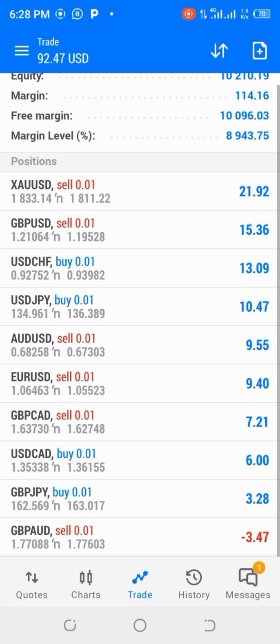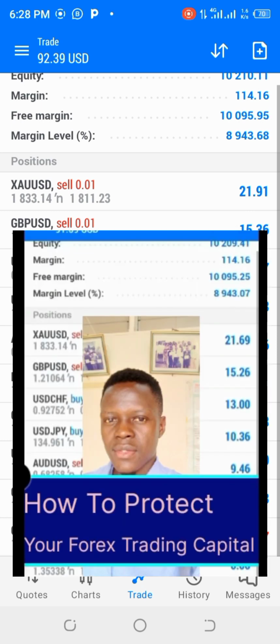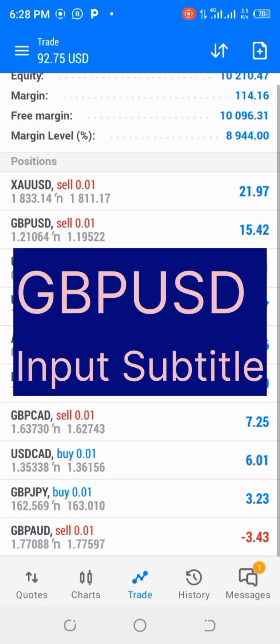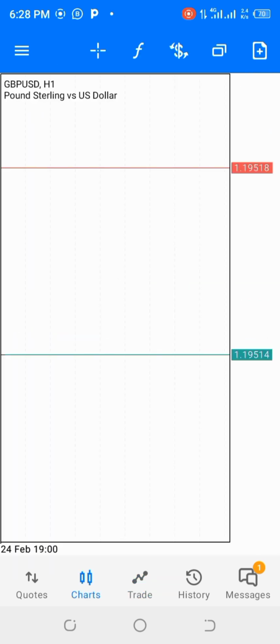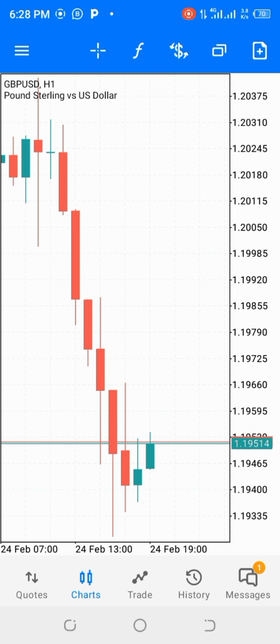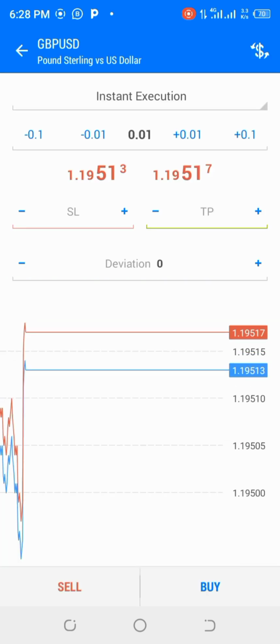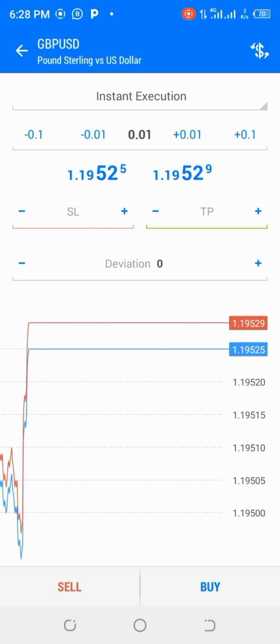So let's take the second currency pair you see there. We have GBP/USD, that is the Great British Pound versus the US dollar. So let's go to it. We are going to do our analysis based on that. Remember, last time I already uploaded a video on how you can calculate lot sizes and how you can calculate pips. In this video, I'm going to be teaching you how you can protect your forex trading account.